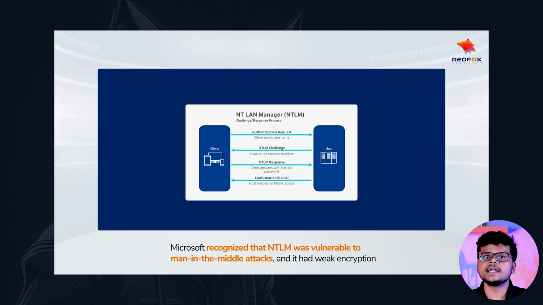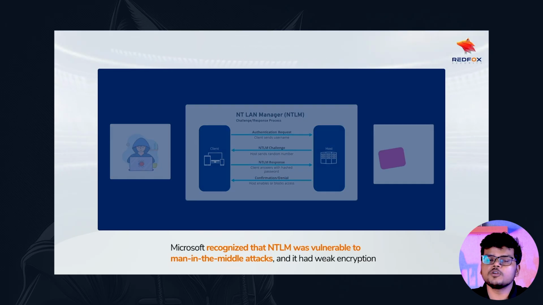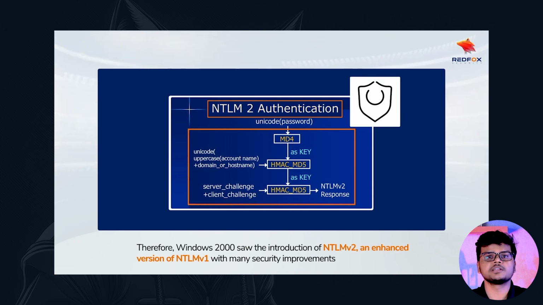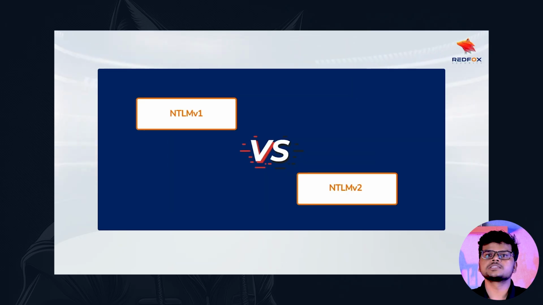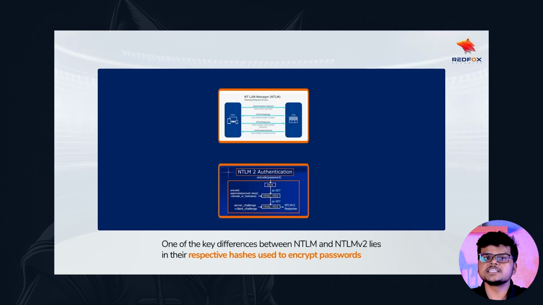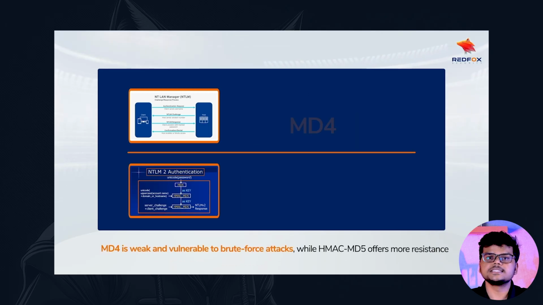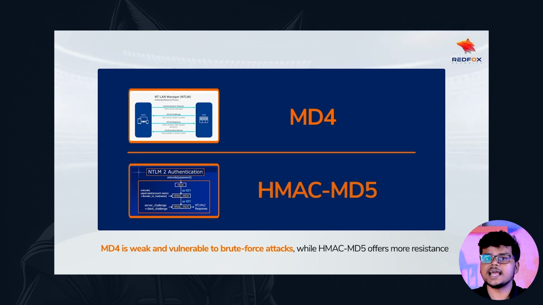Microsoft recognized that NTLM was vulnerable to man-in-the-middle attacks and had weak encryption. Therefore, Microsoft 2000 saw the introduction of NTLM v2, an enhanced version of NTLM v1 with many security improvements. We will now look at some of the key differences between the two versions. One of the key differences between NTLM and NTLM v2 lies in their respective hashes used to encrypt passwords. MD4 is weak and vulnerable to brute force attacks, while HMAC-MD5 offers more resistance.